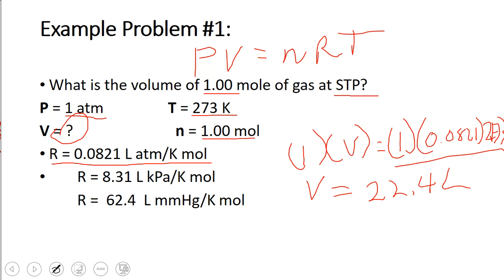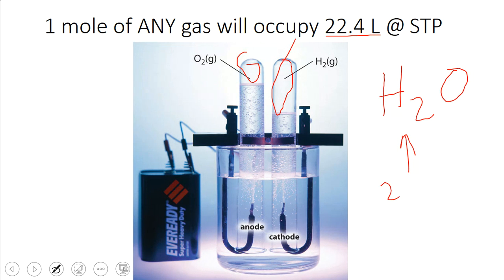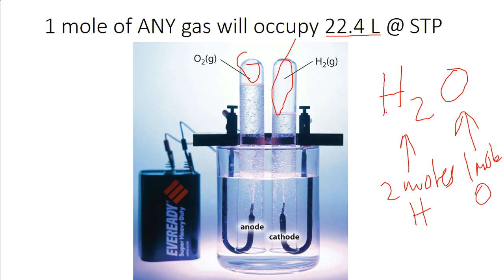And that means regardless of the gas, you will have 22.4 liters of volume taken up at STP. And when we did this reaction with a battery and we were dividing water up into its components, you remember that the hydrogen space was twice as big as the oxygen space. And that is because water is H2O. There are 2 moles of hydrogen for every 1 mole of oxygen. And thus, there's twice as much space taken by the hydrogen gas as there is by the oxygen gas.